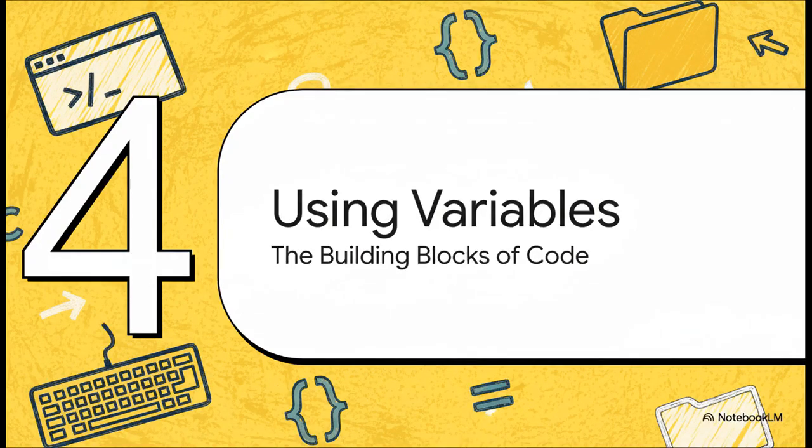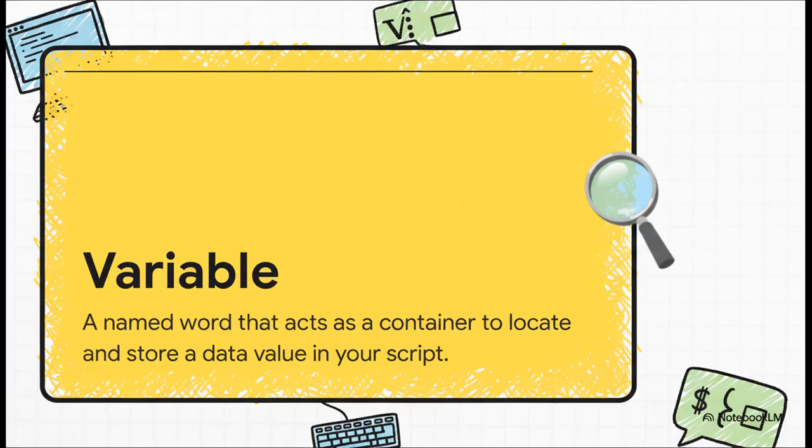Okay, awesome. So we've got our canvas and our brush. That's the Vim editor. But what are we going to paint with? Well, the most fundamental building block of any program or script you'll ever write is something called a variable. So what exactly is a variable?